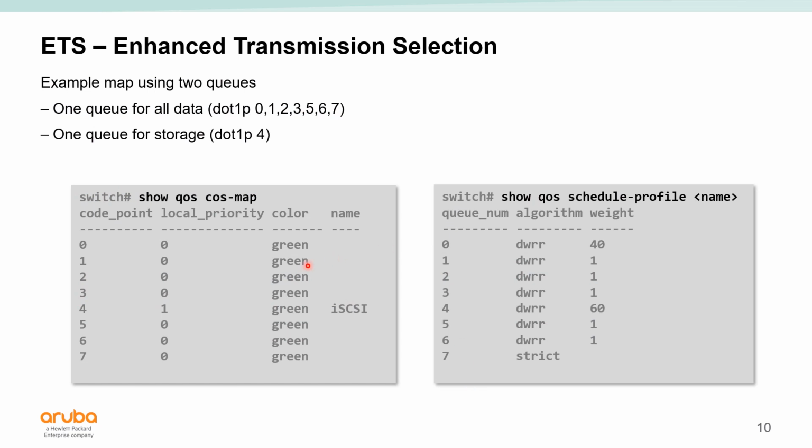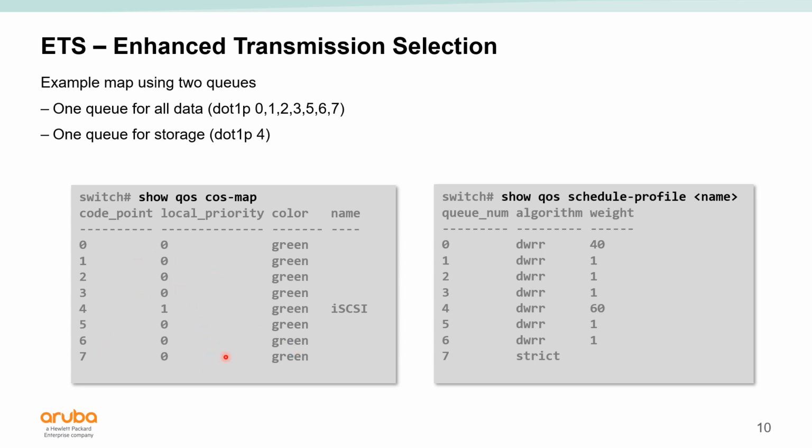So here on the left, we can see that the quality of service, the 802.1p to local priority, or the CoS map, has been configured so that this switch basically has two queues now. All the traffic that's marked with an 802.1p priority of 4 is going to go into Q1. That's going to be their iSCSI queue. All the other traffic on this switch is going into Q0.